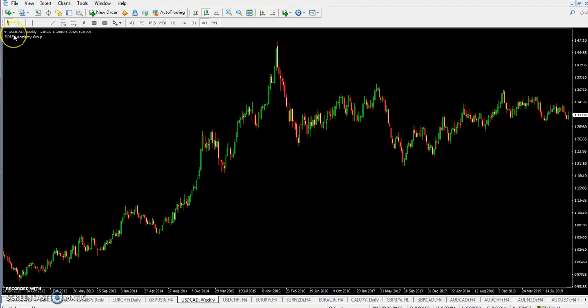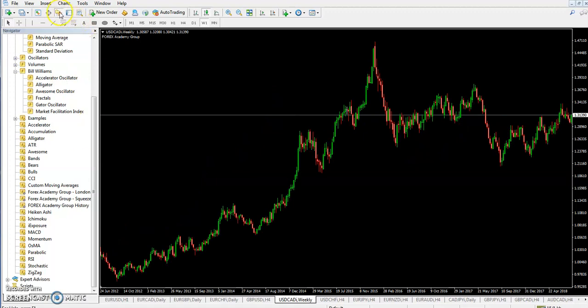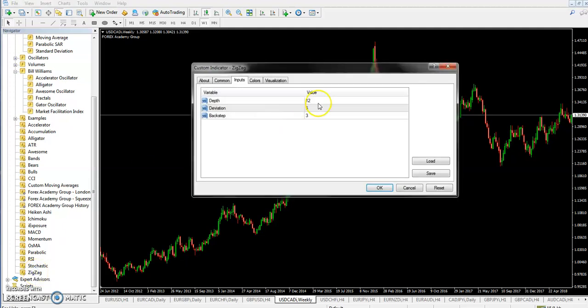Today we're looking at currency pair USD CAD on the weekly time frame, okay? But before we get into the actual market structure itself, one of the things I highly advise for those who are visual learners, or have issues spotting support and resistance, is to go to your navigator tab and look for the zigzag indicator. I will click and drag it, and then leave it as is, 12, 5, and 3.